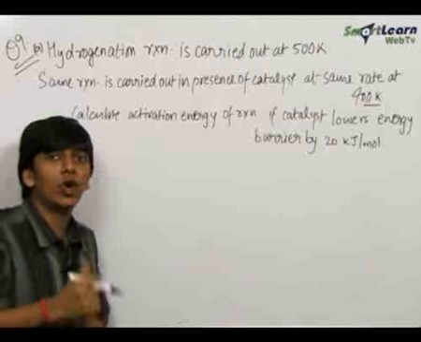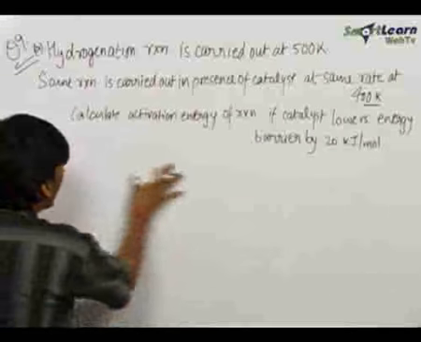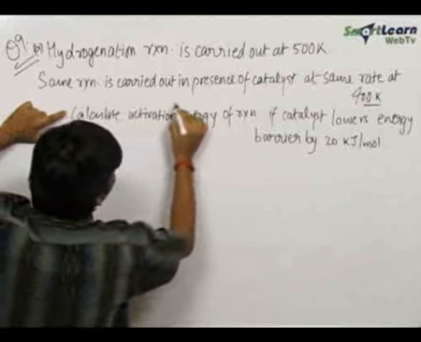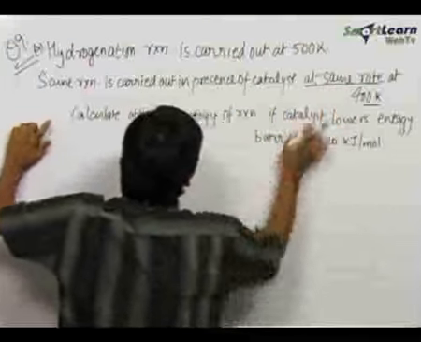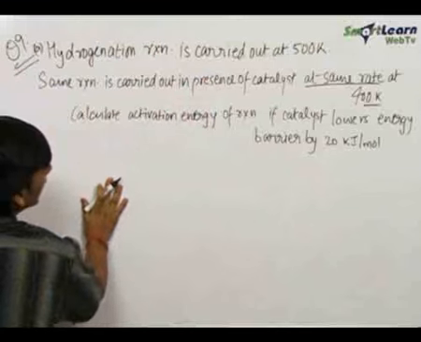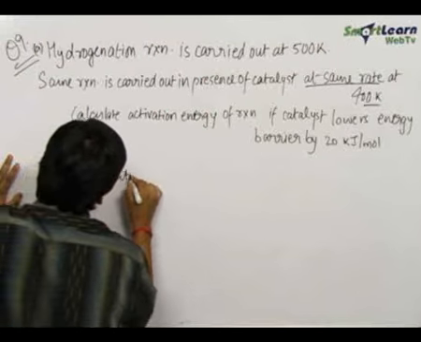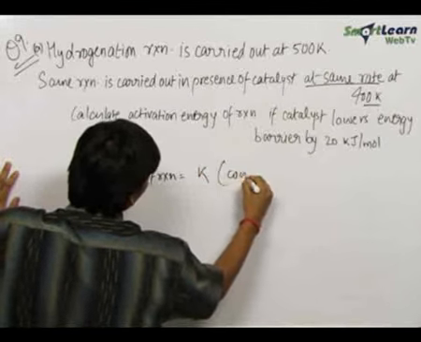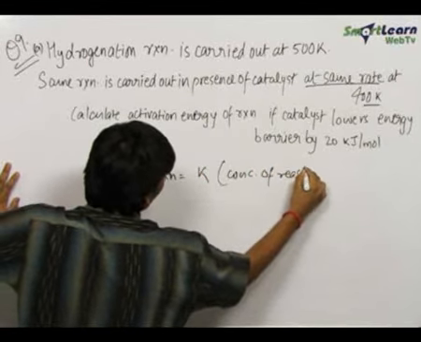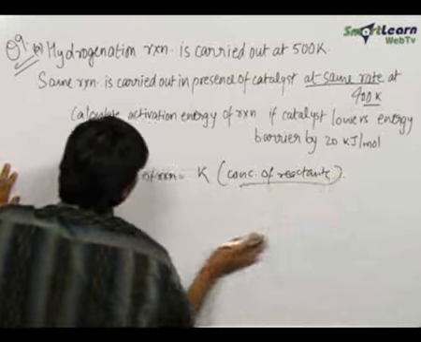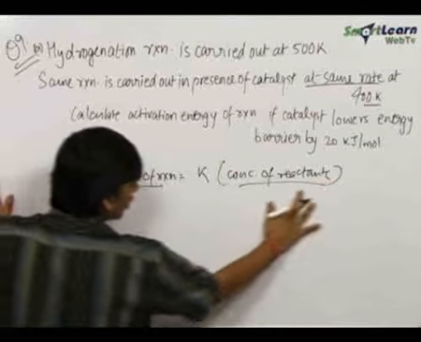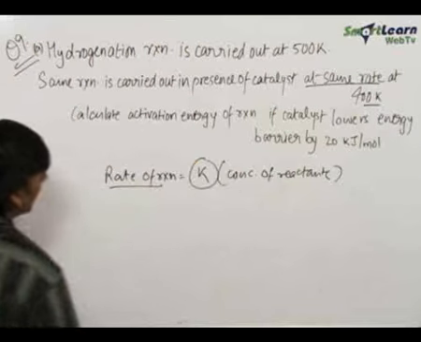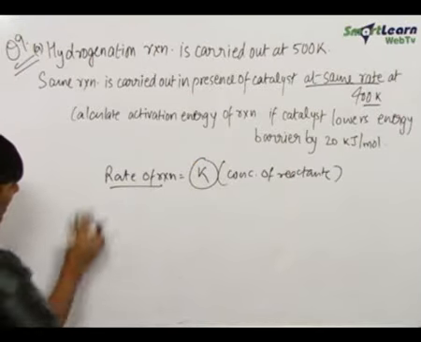What a catalyst does is it always reduces the activation energy. Now an important information given is that at same rate, the rate of the reaction is same at 400 Kelvin and 500 Kelvin. We know that the rate of reaction is equal to rate constant into concentration of reactants. When this is not given, we have to assume this to be constant. Therefore the rate of reaction is same means that the rate constant is same at the two temperatures.